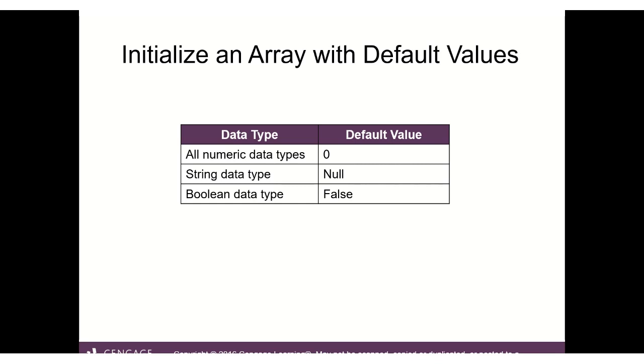When you initialize an array but do not assign specific values immediately to each element, then you can assign each element a default value. So here for example, for numeric data types, you set everything to 0. If you have a string data type, your default value can be null. If you have a boolean data type, you can default it to false. You could make it true as well, but I'm giving you an example here.